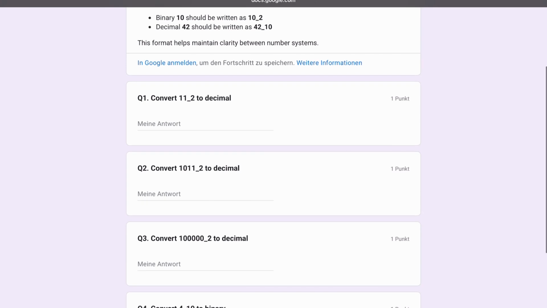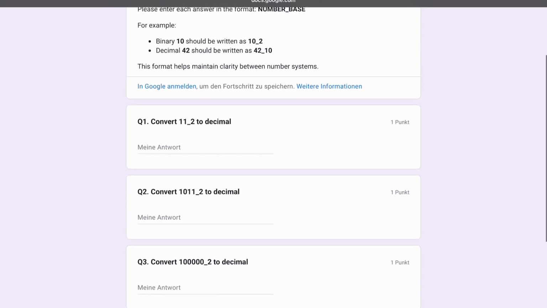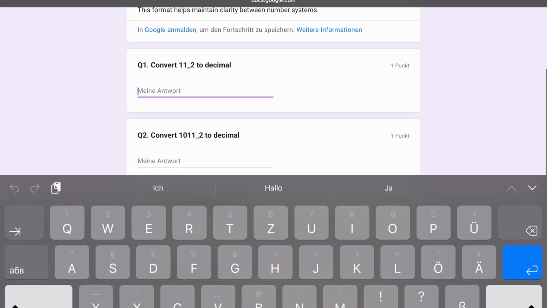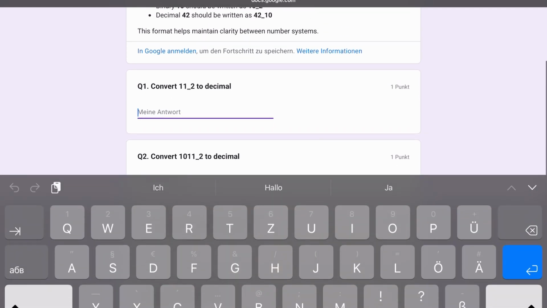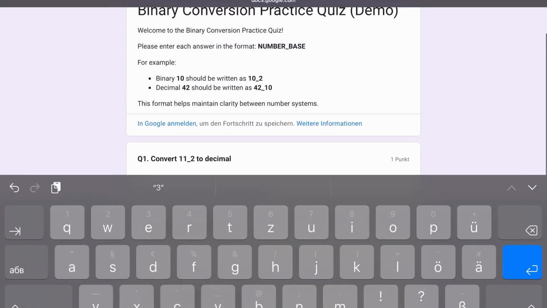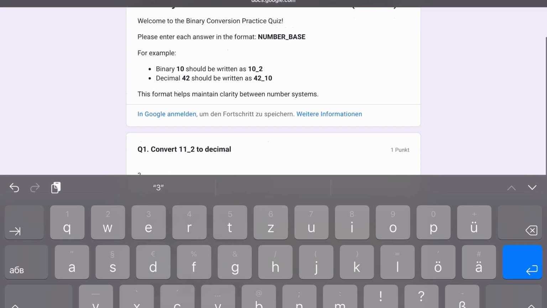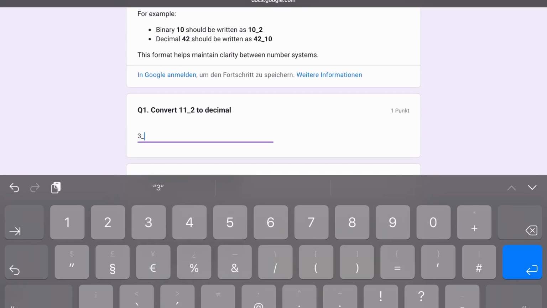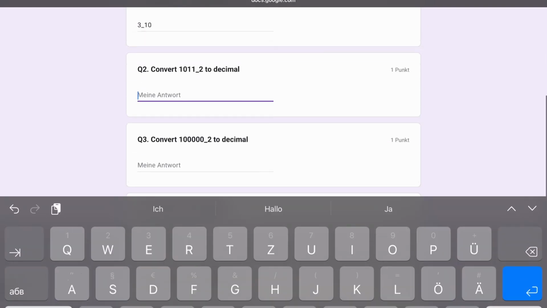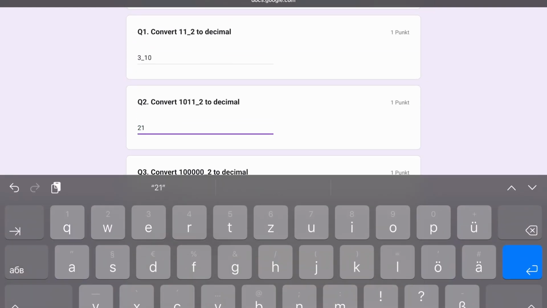Here for each question there is an entry for the solution. So for Q1, for example, we got our solution 3. And if you read the description here, it says the format that it should be submitted in. It's the number underscore the base. So in our case, it would be 3 underscore 10. For the next one, our solution was 21.